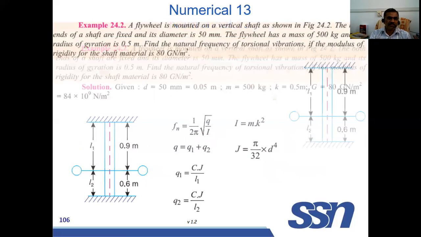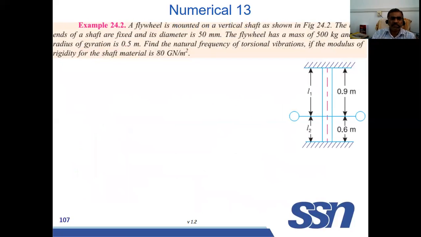Now let us see. When you see this problem, the mass is equal to 500 kg. Radius of gyration, k is equal to 0.5 meter, the radius of gyration of this mass. The diameter of the shaft is 50 millimeter, that is 0.05 meters. And the modulus of rigidity of this shaft is G is equal to 80 giga-newton per meter square.